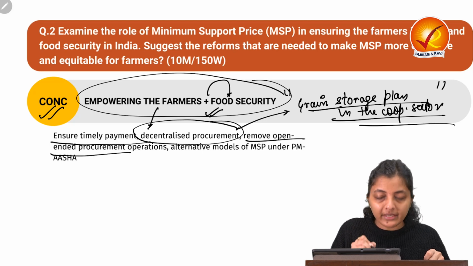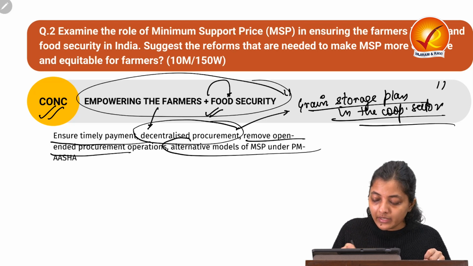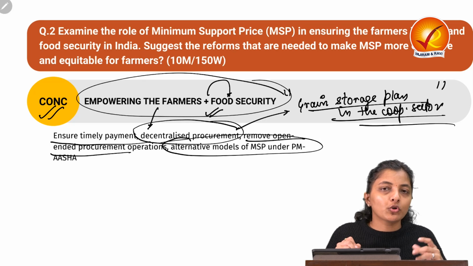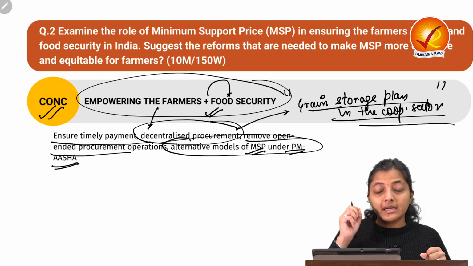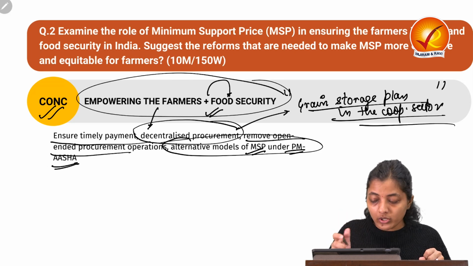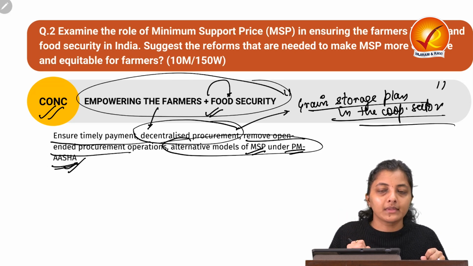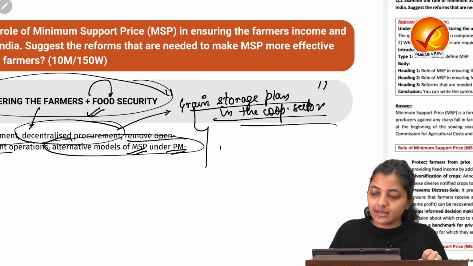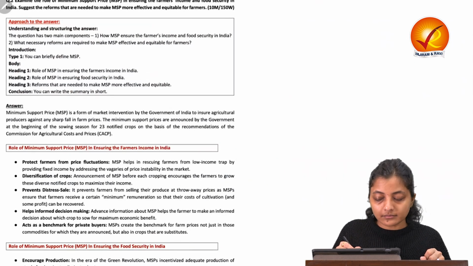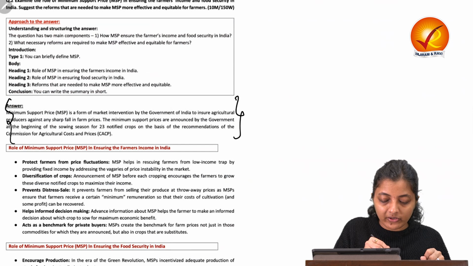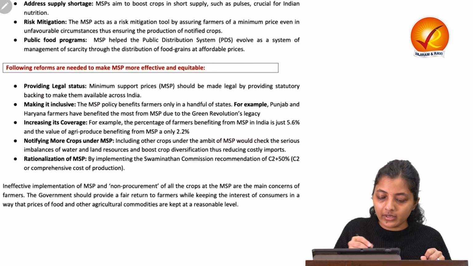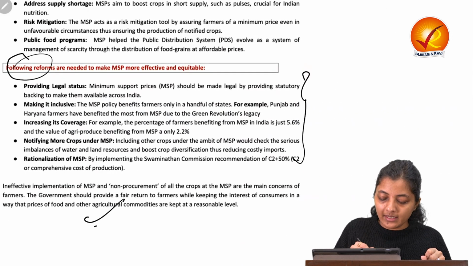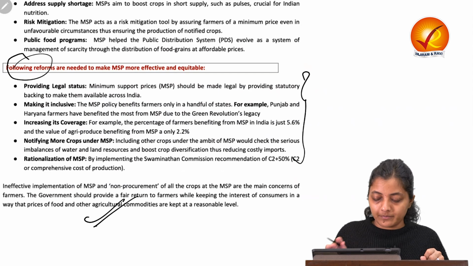And remove open-ended procurement operations. We need to also come up with some alternative mechanism for this MSP under the government has given some models under PM Asha scheme. So this you can write in the conclusion. Moving on to the model answers, starting with the definition of MSP, then role of MSP in ensuring the farmer's income, in ensuring the food security, then some reforms, then ending with the conclusion.